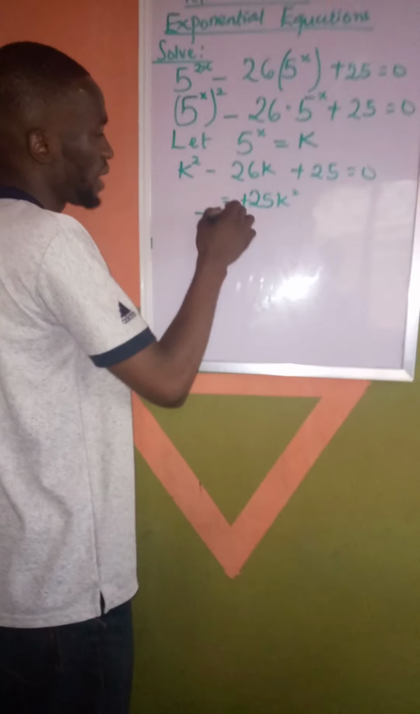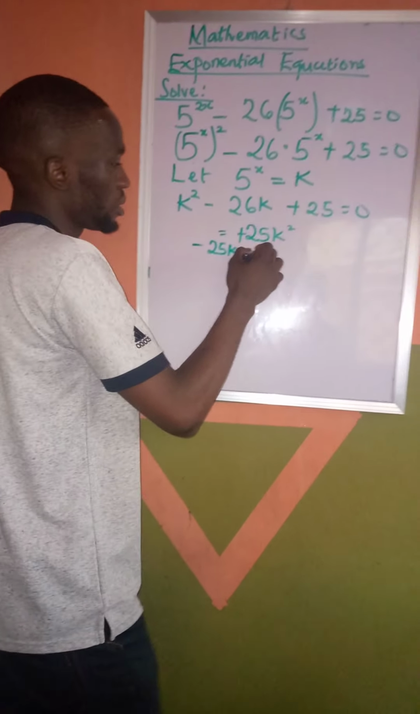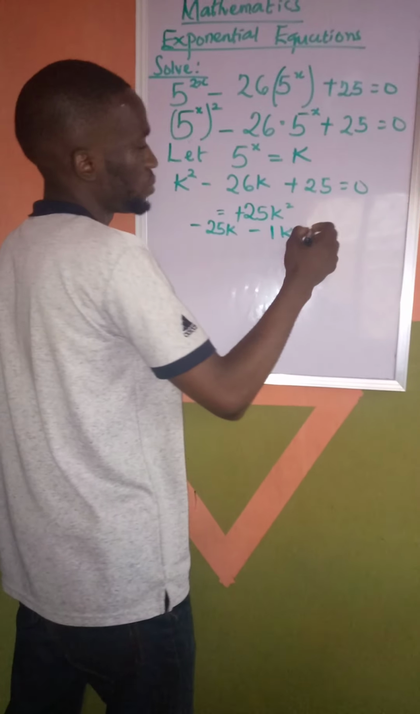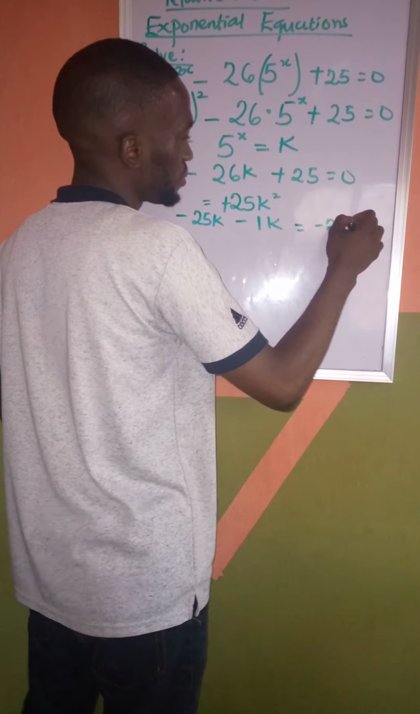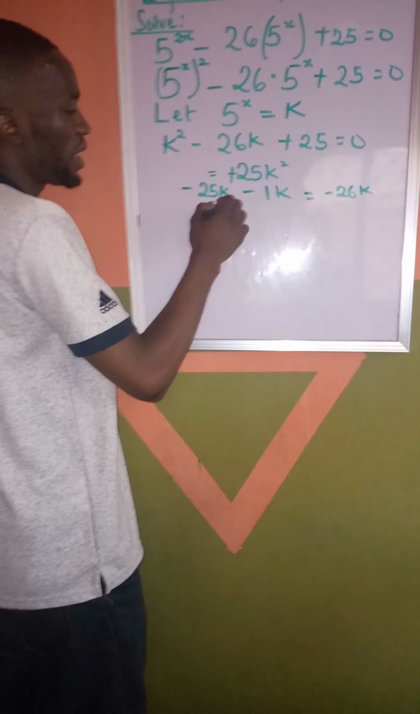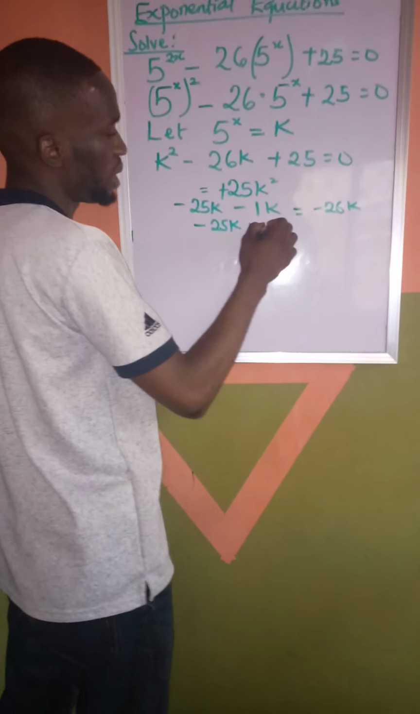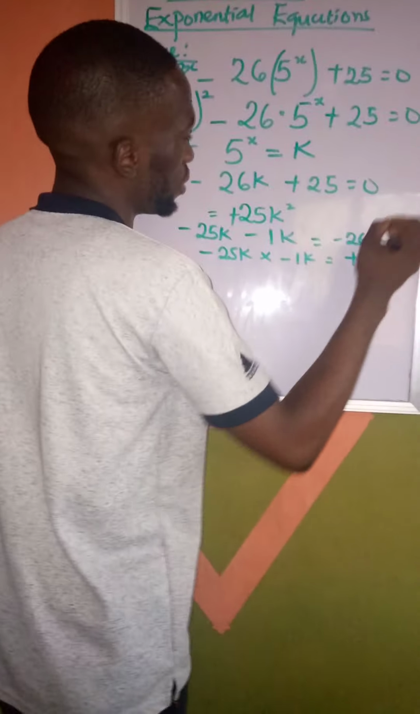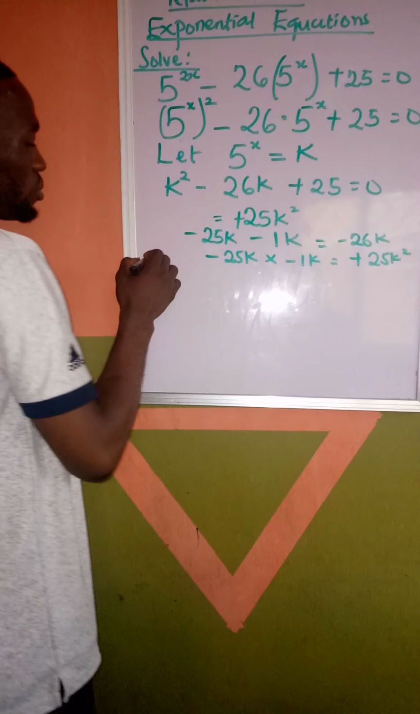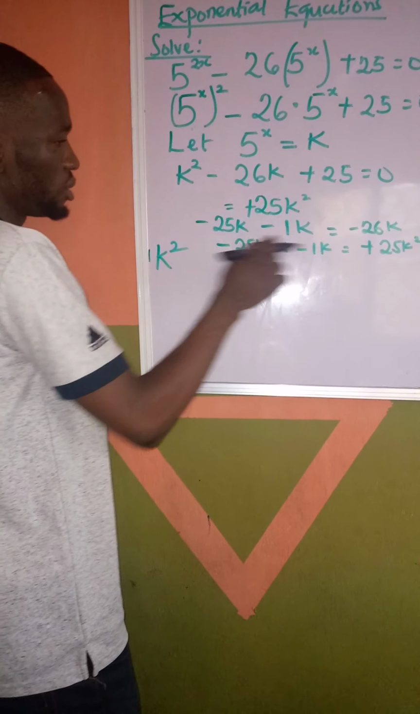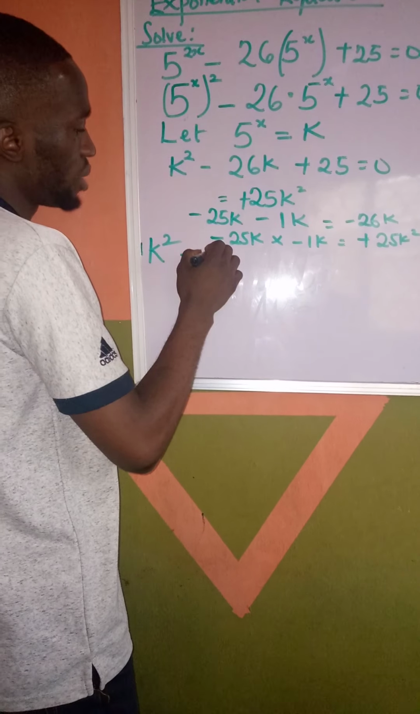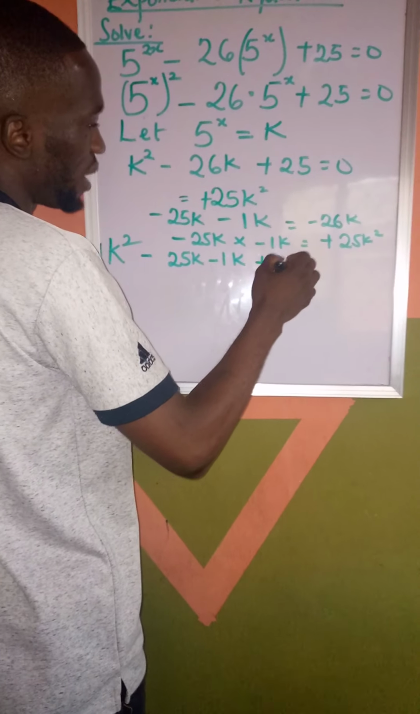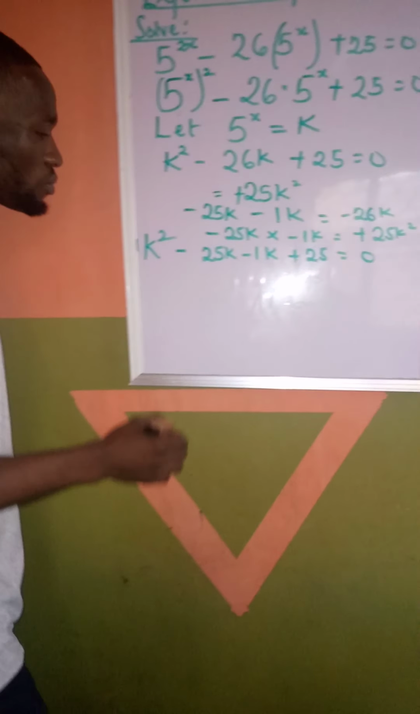Those are minus 25k minus 1k. Minus 25 minus 1 will give us minus 26k. Then minus 25k times minus 1k will give us plus 25k squared. So we can use this now. So anywhere we see 26, we write these two. That's k squared minus 25k minus 1k plus 25 equals to 0.